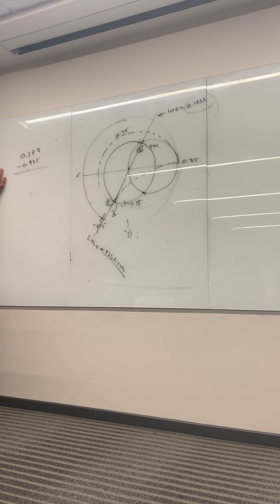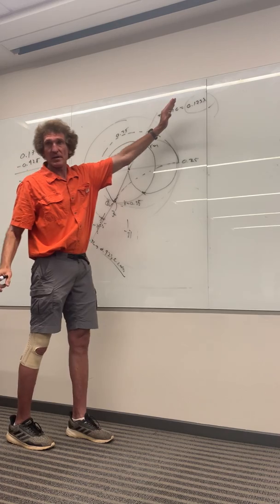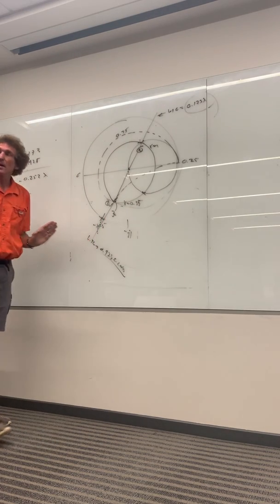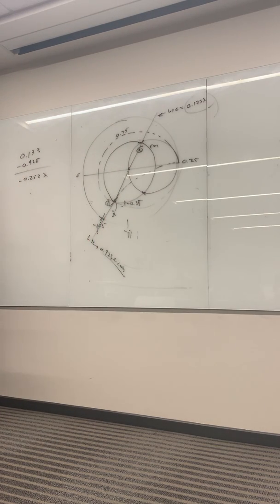Anyone? What's that value? 0.173 minus 0.425 is minus 0.252 lambda, right? Now, you see it's negative, right? You always take the point you arrived at minus the point you came from. If it's negative, anybody have a suggestion? What do we do?